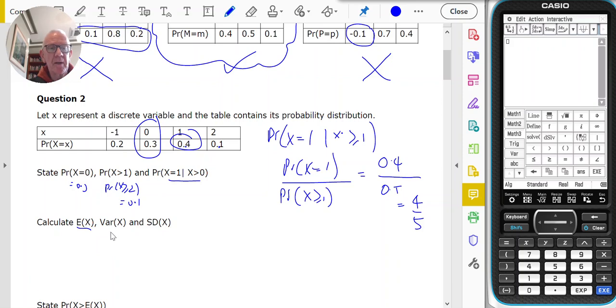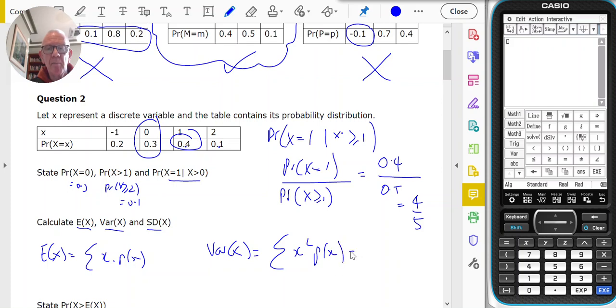Calculate the expected value of x, the variance of x, and the standard deviation of x. Okay, I'll jump on the calculator. The expected value of x is going to be the sum of x times its probability, and the variance of x is going to be the sum of x squared times its probability minus the expected value of x squared.